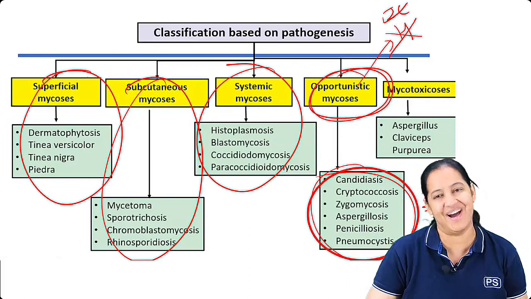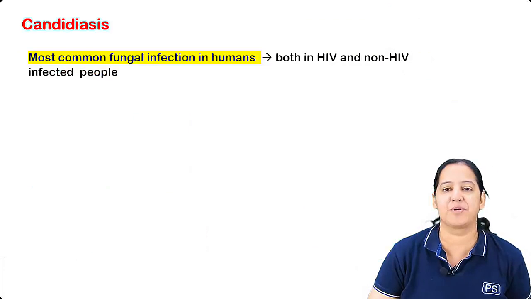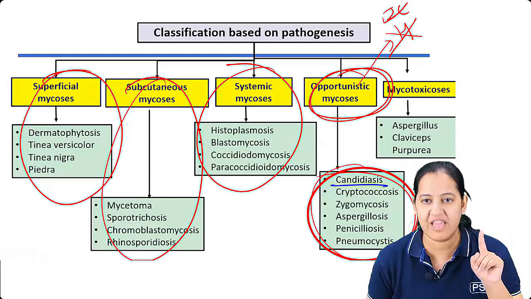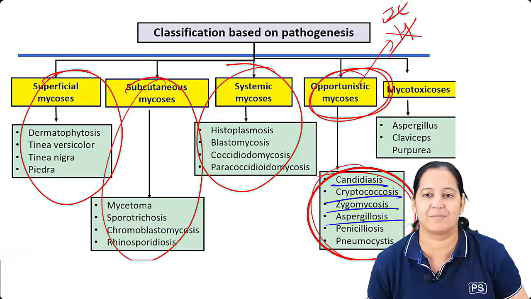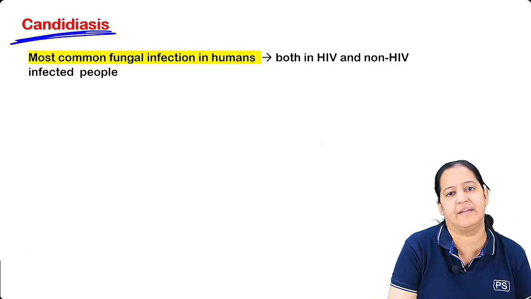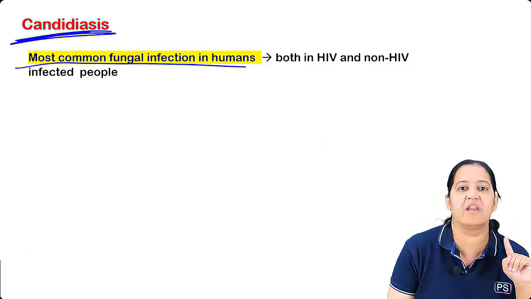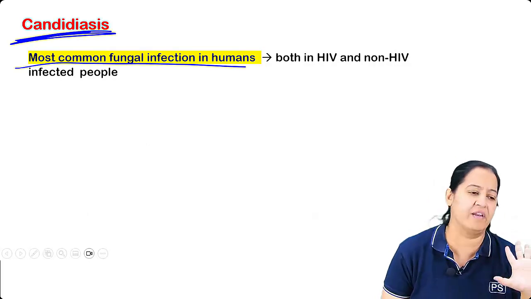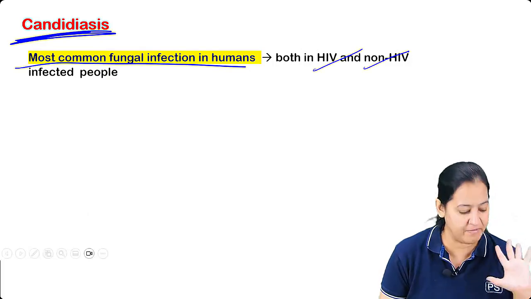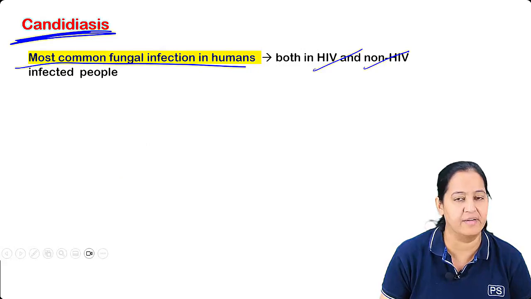So let's start the opportunistic mycosis. I'm going to teach you four, one by one. Start with Candida, then Crypto, then Zygo, then Aspergillus. The first I'm teaching you here is Candida. Candida is the most common fungal infection in human. Please learn, whether it's HIV or non-HIV, the most common fungal infection in human is Candida.